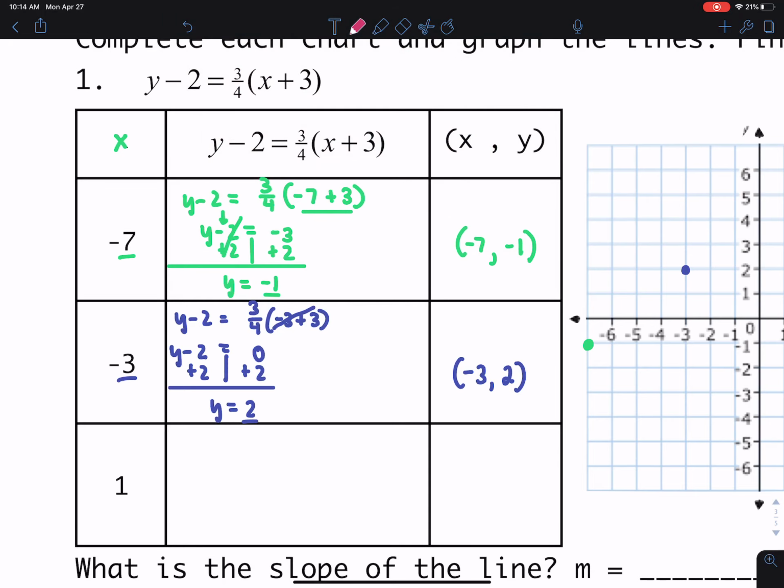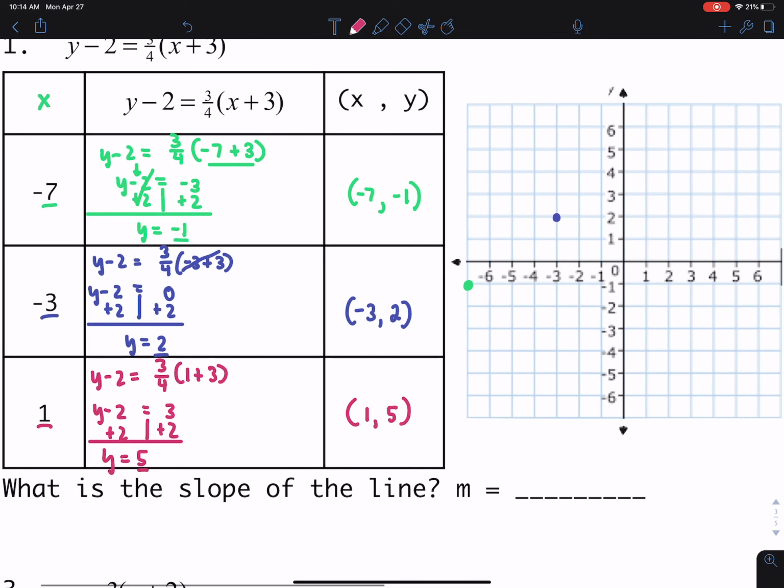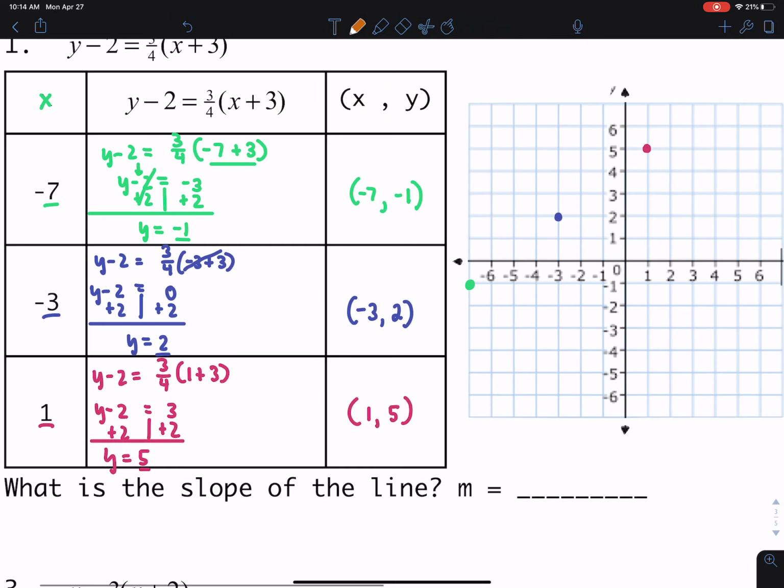And then last but not least for this one, we're plugging in 1. So y minus 2 equals 3/4 times 1 plus 3. So 1 plus 3 is 4, and 3/4 of 4 is 3. So y minus 2 equals 3, and then add 2 to both sides again to finish this one off. And we get y equals 5. So our ordered pair is at 1, 5. So here's 1, 5. You can see these are all on a straight line. Every graph in this unit should be on a straight line because we have linear equations. So if you're not getting straight lines, then you're doing something incorrectly.